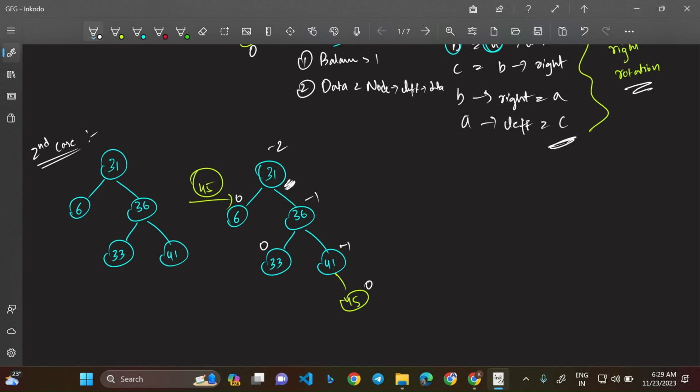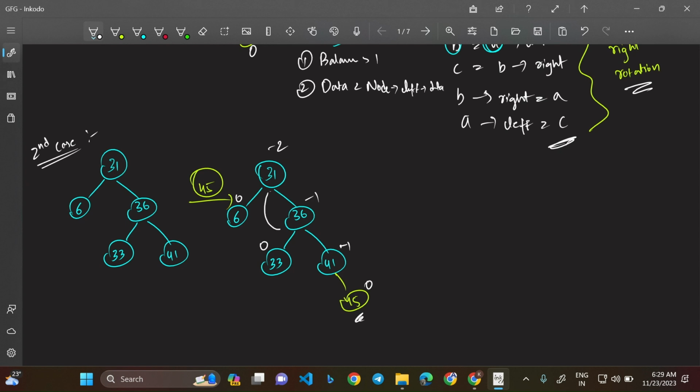Now we need to do the rotation here. So how are we going to do the rotation? That is the question here. So the thing is, here this particular 31, if I clearly observe, I'll just erase these particular things. Now clearly observe: 31 is having the problem because of the insertion of 45.